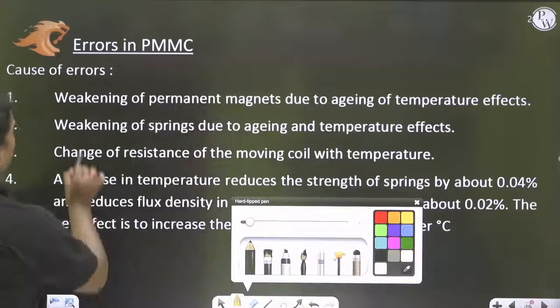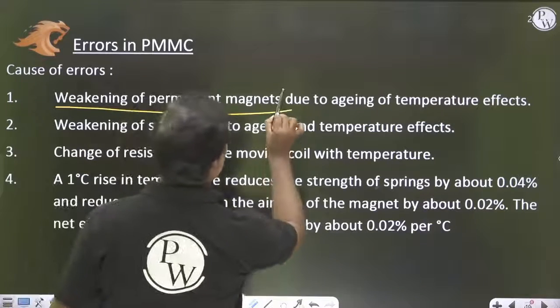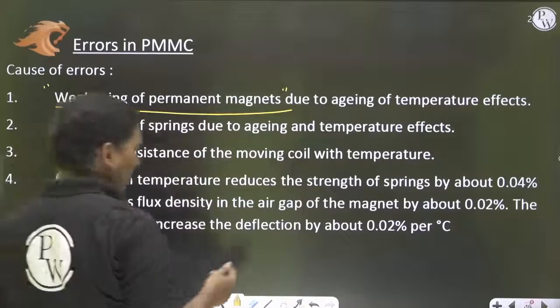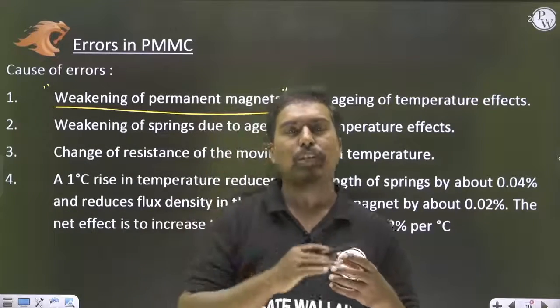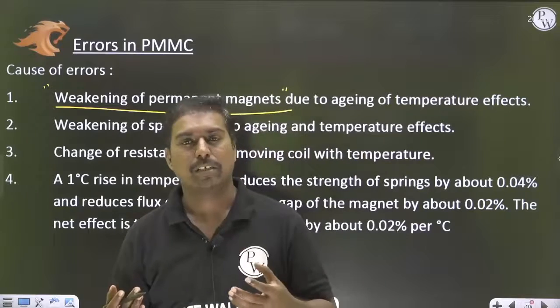first thing, weakening of permanent magnets. Yes or no? The magnet that you are using is made of Alnico material, but when you use it for some years, then what happens?